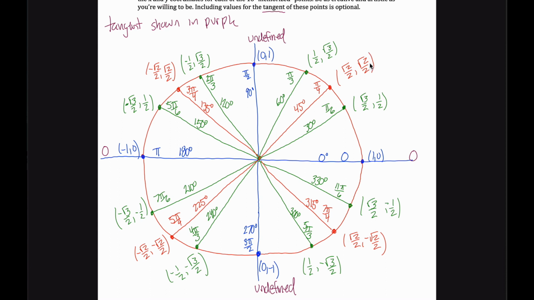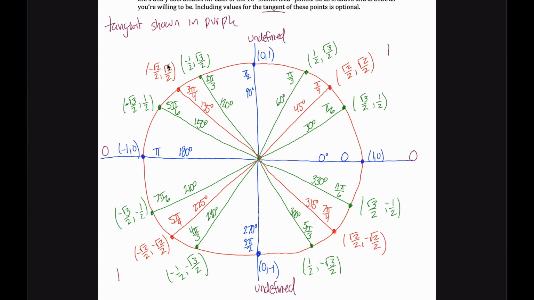Well, if I take this y coordinate and divide it by this x coordinate, anytime you take a number and divide it by itself, you get 1 as the answer. Oh yeah, that makes sense. The slope of this diagonal line is just 1 here. Same logic gives me a positive 1 down here, because this negative root 2 over 2 divided by this negative root 2 over 2 gives me a positive 1.